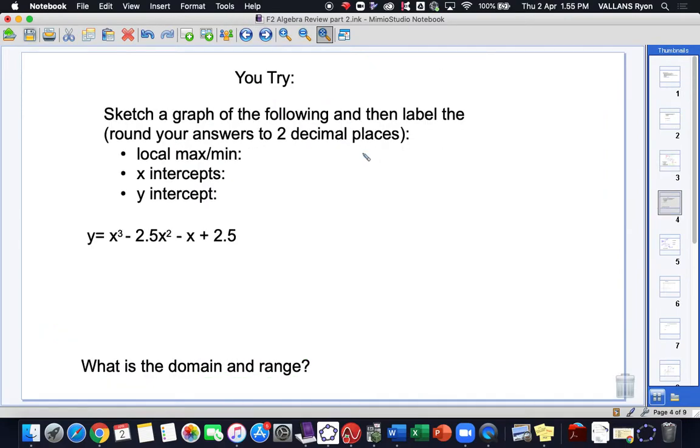Now, let me give you time, everyone, to catch up at this point, because you might be scrolling all over YouTube right now. Try this one on your own. See if you can find the local maximum and minimum, top of the mountain, bottom of the hill, any x-intercepts, a y-intercept of x cubed minus 2.5x squared minus x plus 2.5, and then tell me what the domain and range is. Okay, pause now and try it.